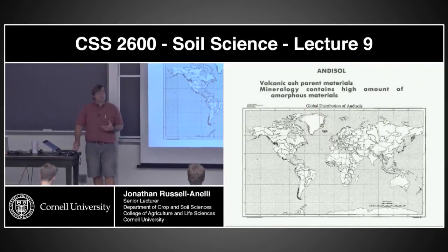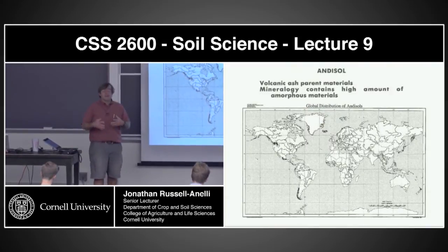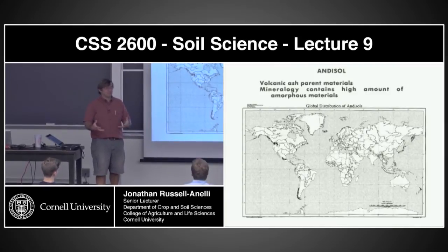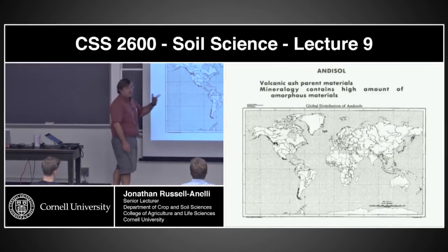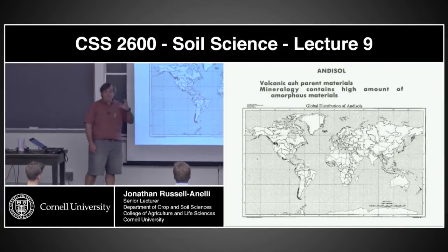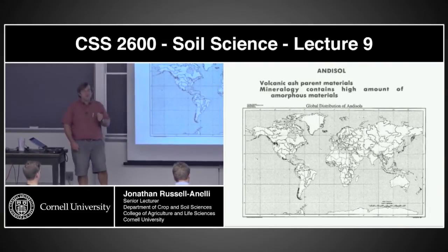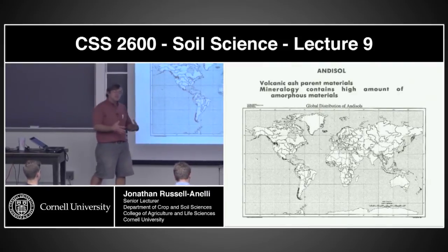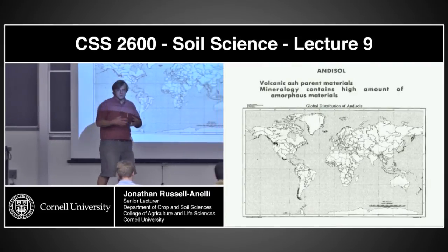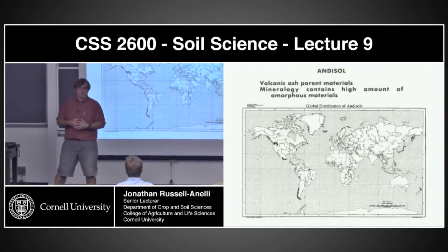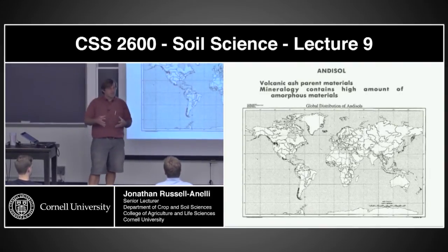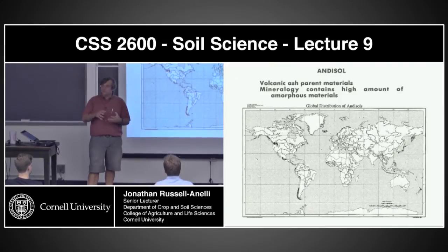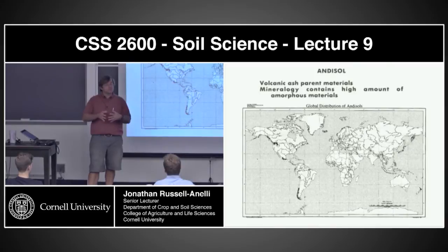So let's move to the next question. The next question is actually about andisols or volcanic soils. Okay? Volcanic ash parent materials, the mineralogic content is dominated by amorphous materials. Okay, so what do I mean by amorphous materials? Imagine I have this magma, okay? And we've talked about this magma being mixed up of all different types of ingredients or elements, okay? And as those elements cool, they form crystals, right? Now, you can certainly imagine if it cools slower, I'm going to get larger and larger crystals.